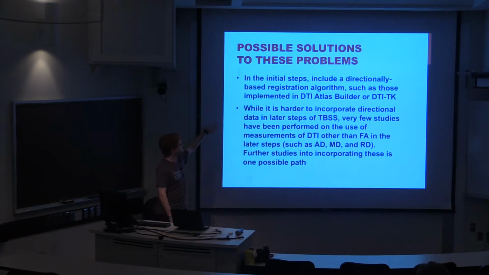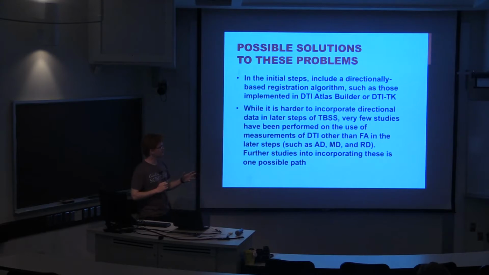There are already registration algorithms, which TBSS in its current form just doesn't happen to use, which incorporate this directional data when you're taking each subject and putting it into the same space. So you take an algorithm which doesn't just estimate the FA of all subjects and put them into the same space. It actually tries to take the tensors and put those into the same space, which is very useful. After that, for the later steps of TBSS, there's been a lot less research in incorporating any kind of directional data, and so that's an open area of study.